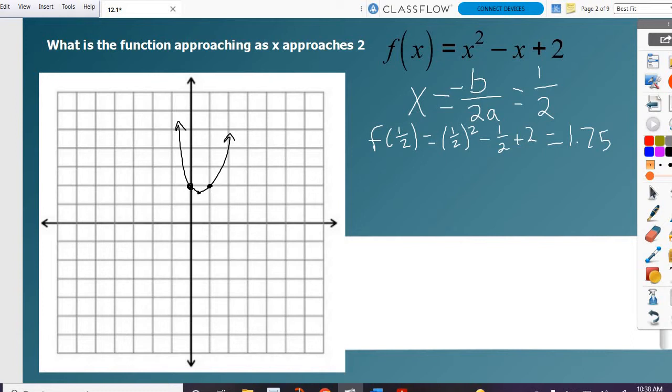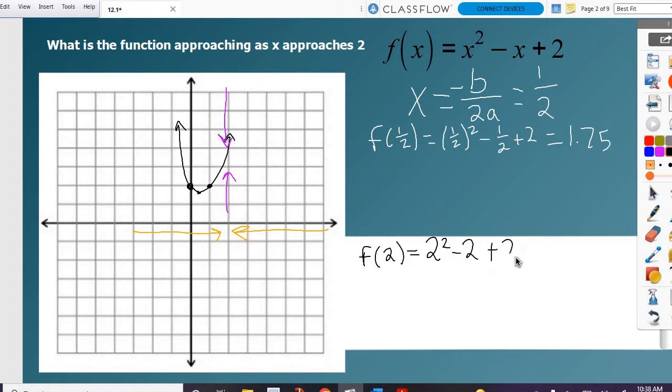So next, it's asking us, okay, as my x value is approaching 2, so that's that second line, right? It asks what the function is approaching. What type of values are we looking at when it says what the function is approaching? Y values. We want to know what y value our function is approaching. How do we figure that out? Plug it in. Plug in what? 2.